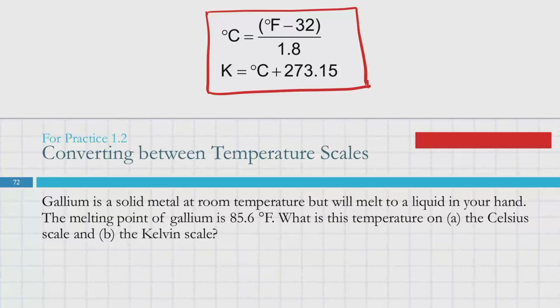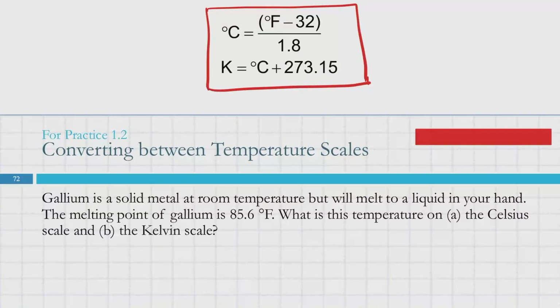Okay, let's do some conversions. I'm going to assume that we've probably already done this before, so I'm just going to let you try it. And I'm leaving the formulas up there for you. So gallium is a solid metal at room temperature, but it will melt to a liquid in your hand. The melting point of gallium is 85.6 degrees Fahrenheit. What is this temperature on A, the Celsius scale, and B, the Kelvin scale?